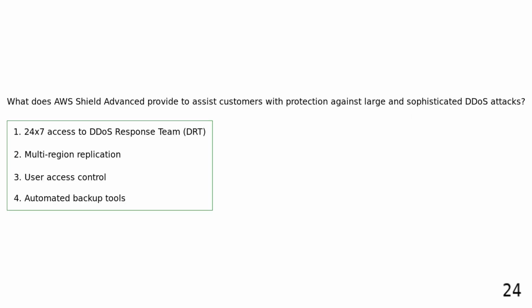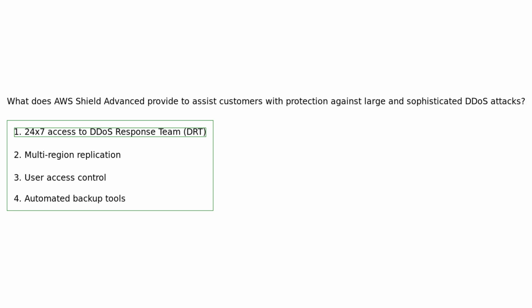What does AWS Shield Advanced provide to assist customers with protection against large and sophisticated DDoS attacks? 24/7 access to DDoS response team. Multi-region replication. User access control. Automated backup tools. AWS Shield Advanced includes 24/7 access to the AWS DDoS response team to assist customers with protection against large and sophisticated DDoS attacks.